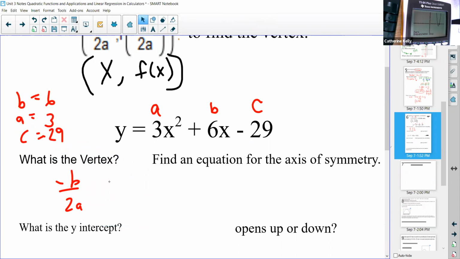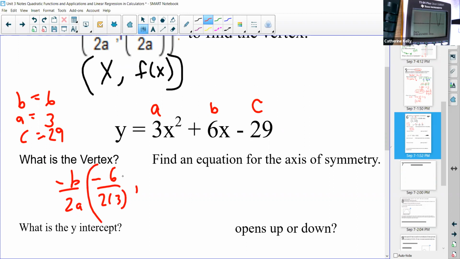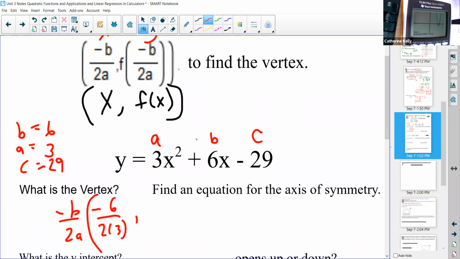So if we want the vertex, a, b, and c. Opposite of b over 2a is opposite of 6 over 2 times 3 for my x value. And my y value is f of that x value.